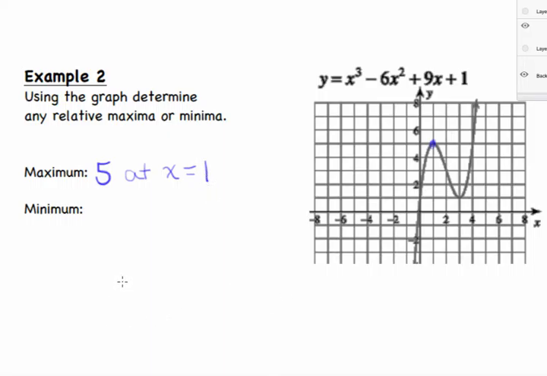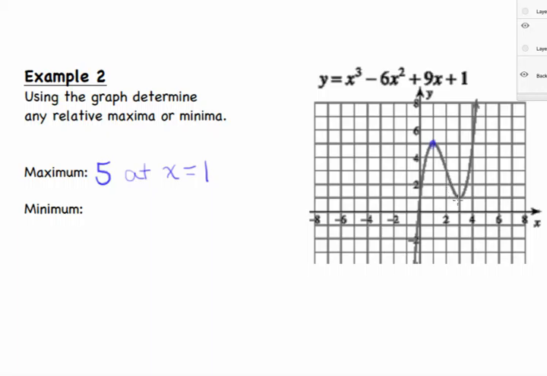So that's how we write our maximum. It looks like an ordered pair that switched. The actual ordered pair at this maximum is over 1 up 5, but when we write it down, we write that y coordinate first.